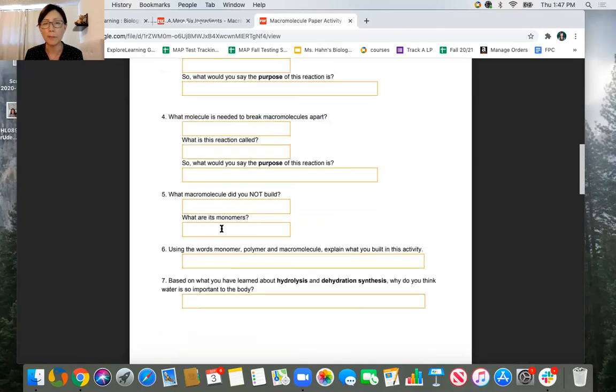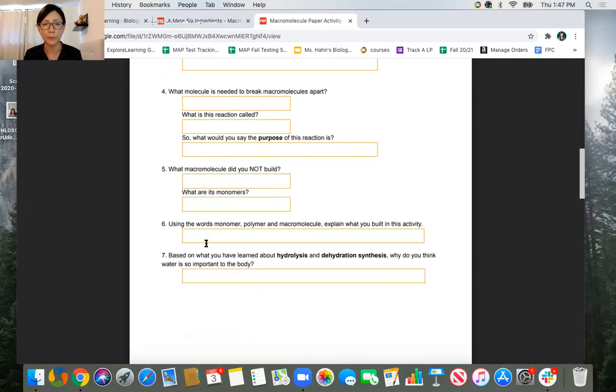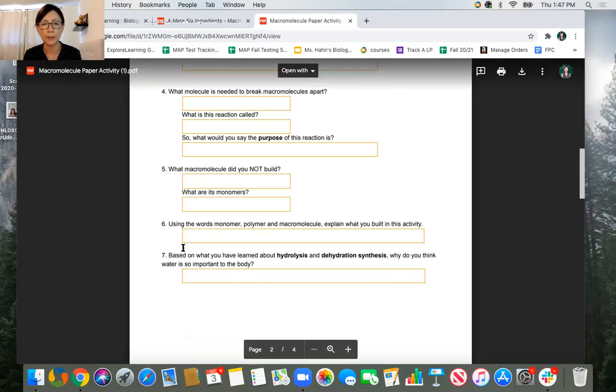Okay, the monomers of nucleic acids are nucleotides. And if you're not sure, this is all in the slideshow, so you can just scroll right back down. But the monomers are nucleotides. Okay. And then you can answer this question.